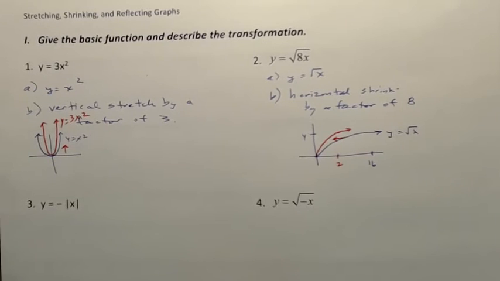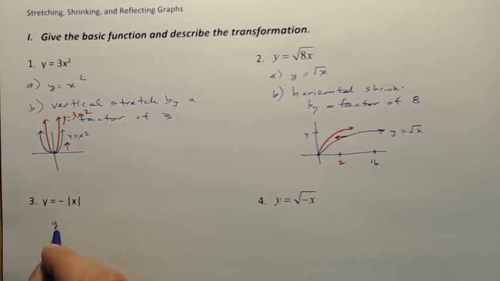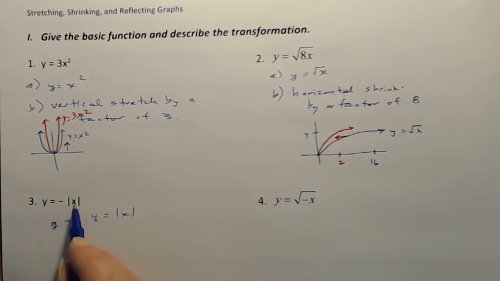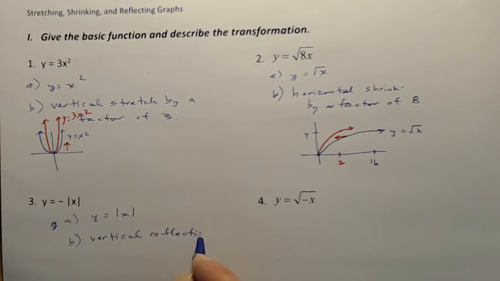Alright, number 3, we have y equal to the negative absolute value of x. So clearly our original basic function is the absolute value function, which is our v-shaped function. Okay. What does the multiplication by -1 do? Well, remember, that's a reflection. Now in this case, it happens after you take the absolute value. It happens after the function. It will affect the output, so it will be vertical. And again, multiplying by -1 is just a reflection. Remember, a vertical reflection means across the x-axis.